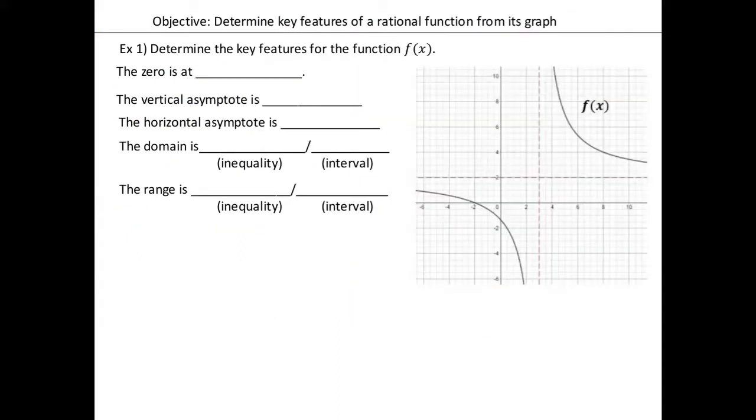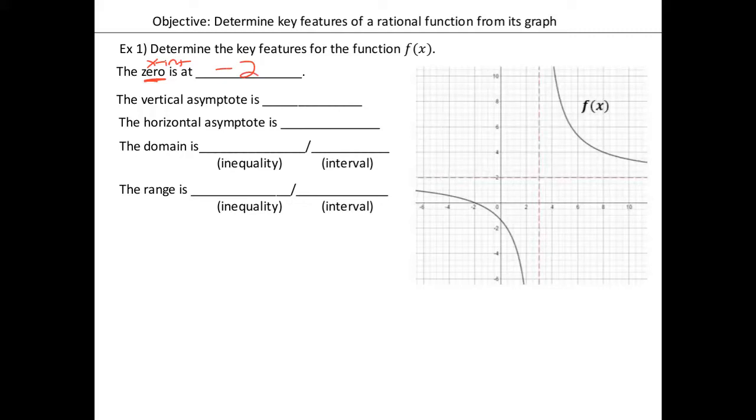So if I look at the first example here, I'm looking for the 0. The 0, if you remember, is the x-intercept. Where's the curve crossing the x-axis? If I look at the x-axis, the curve crosses at -2. So I know that my -2 is a 0.